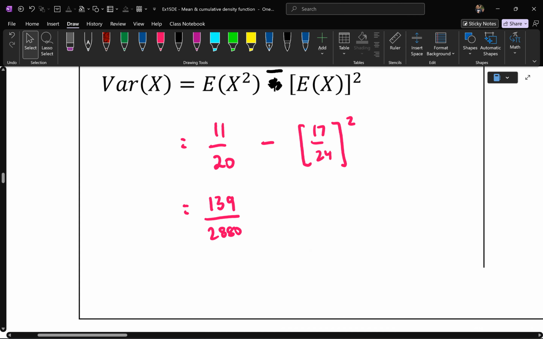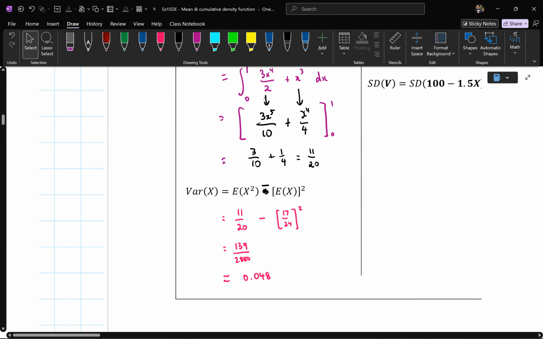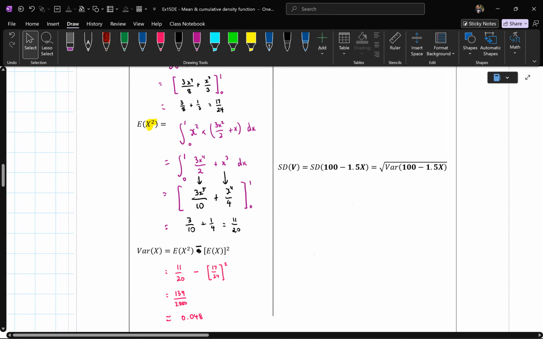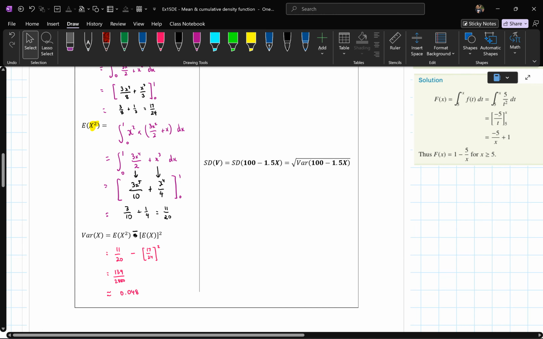1392880, which is approximately 0.048. I did a CAS, so unless I typed it wrong. Did you all get that too? Cool. So that's your variance. That's just practicing 15B. So you got expected, then you got your variance.